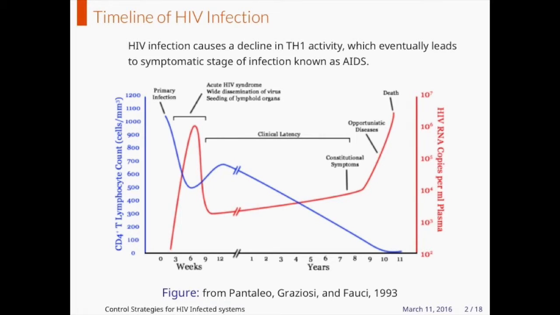When Th1 counts fall below 200 cells per cubic millimeter, the person is diagnosed with AIDS. AIDS patients have an increased risk of opportunistic infections, which rarely affect people who have normal working immune systems.